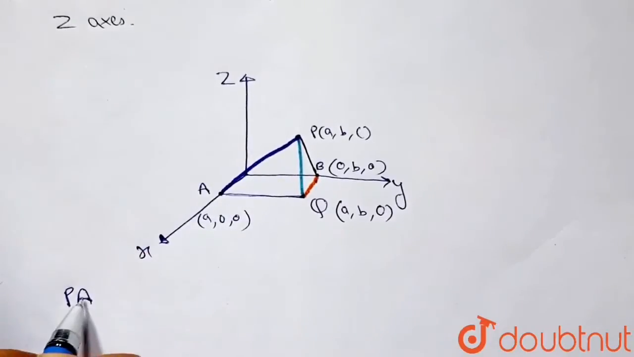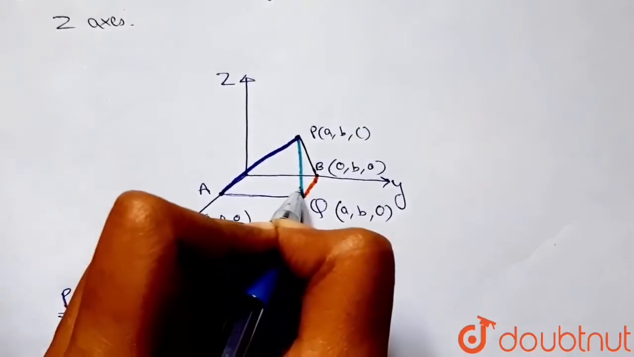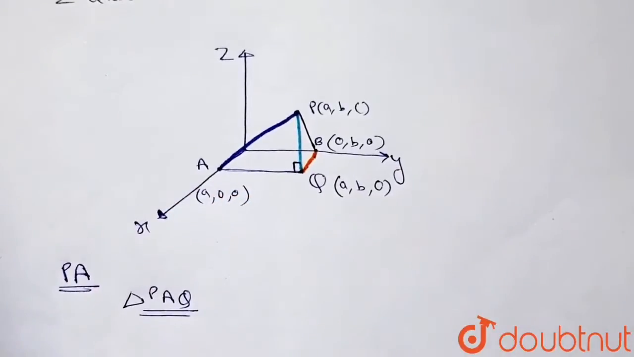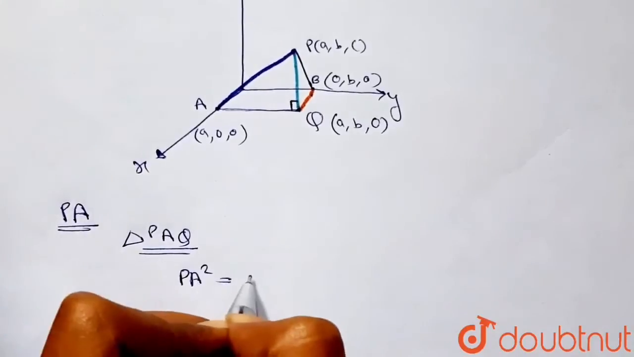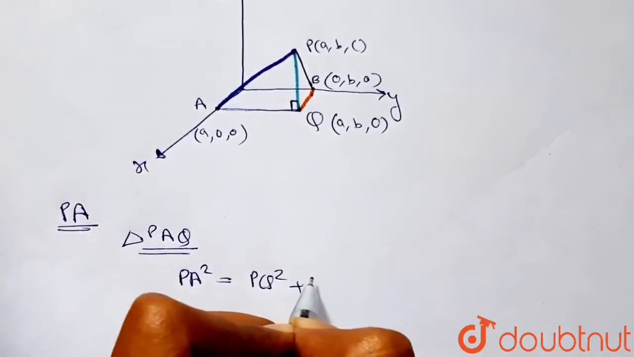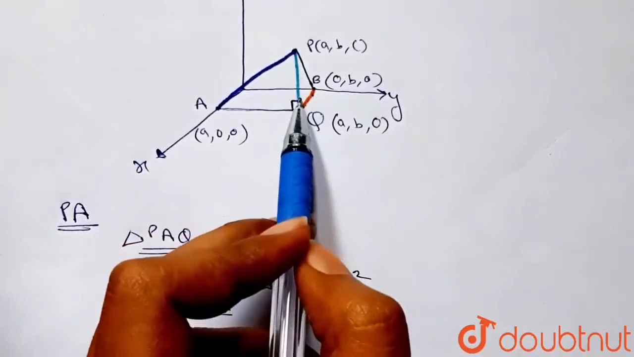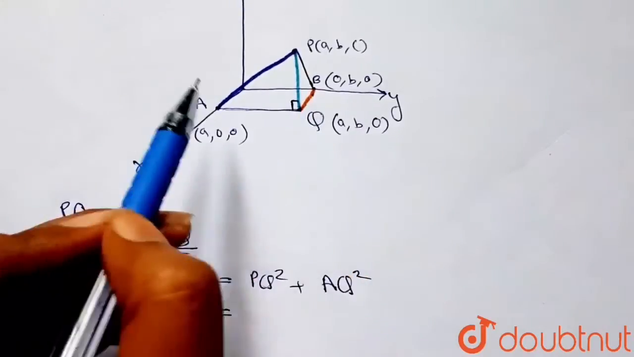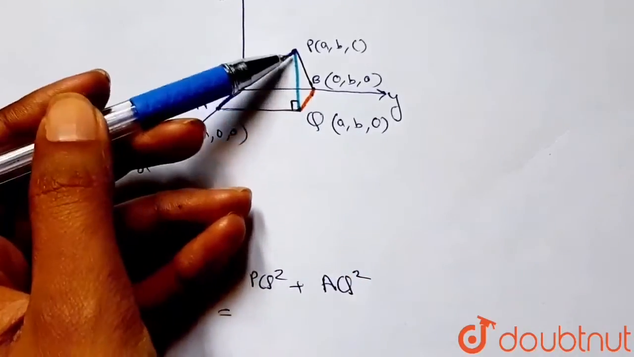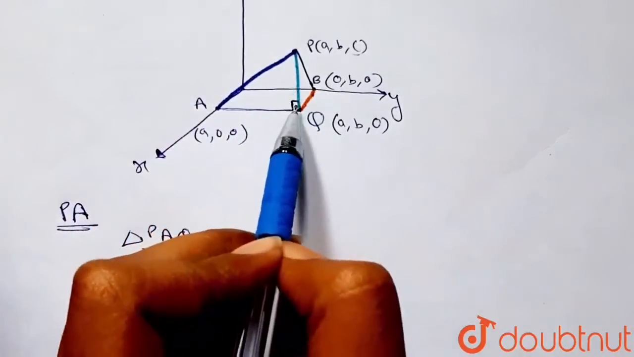So in order to find the distance of point P from the x-axis, we have to find PA. If you see in triangle PAQ, since it is a right angled triangle, we can say that in triangle PAQ, we have PA square is equal to PQ square plus AQ square. Now PQ, this distance is basically equal to the Z coordinate.